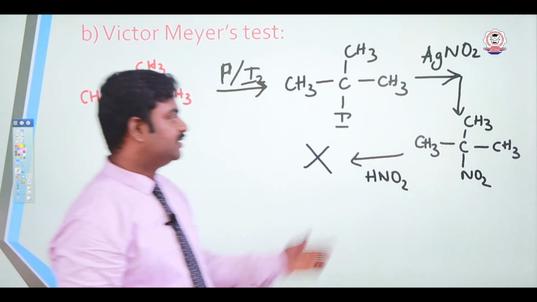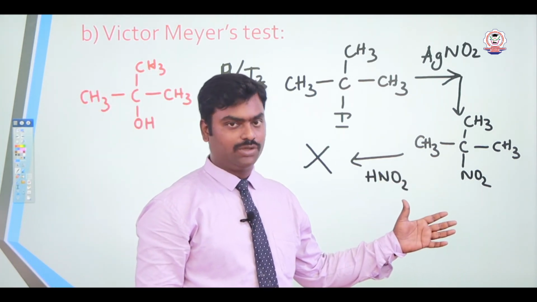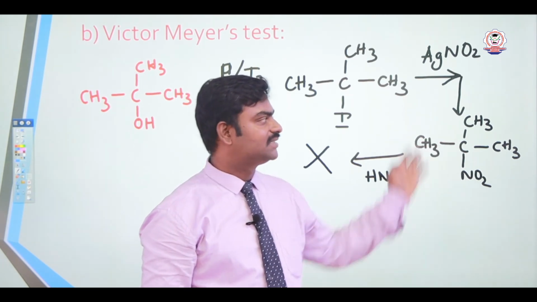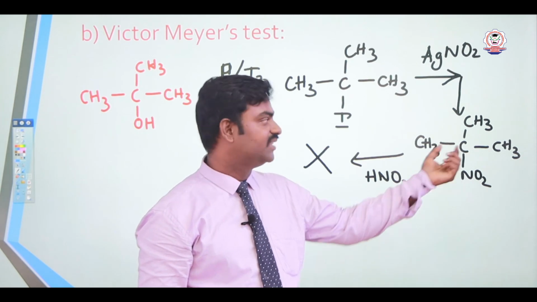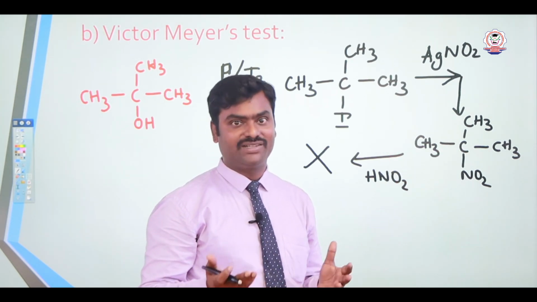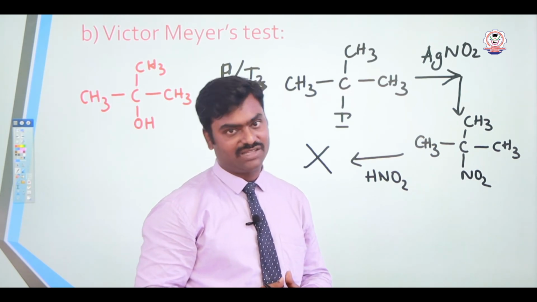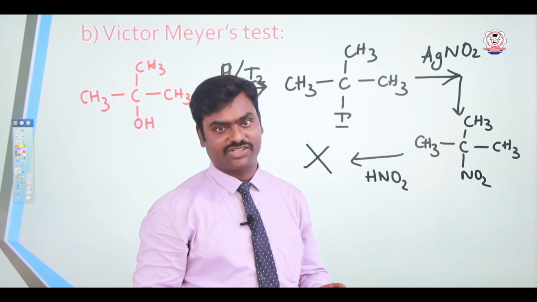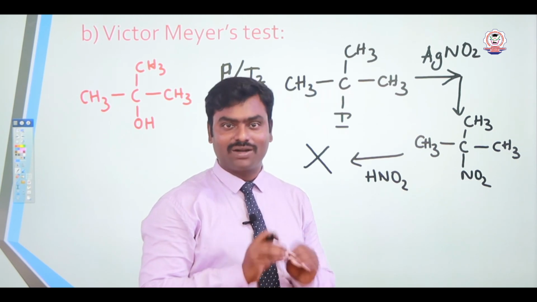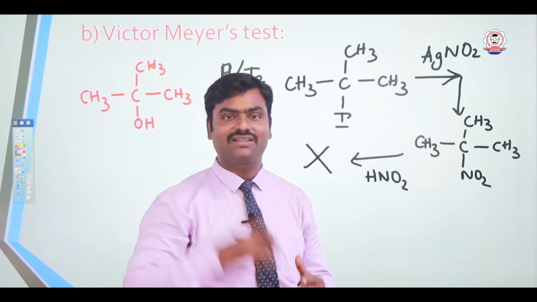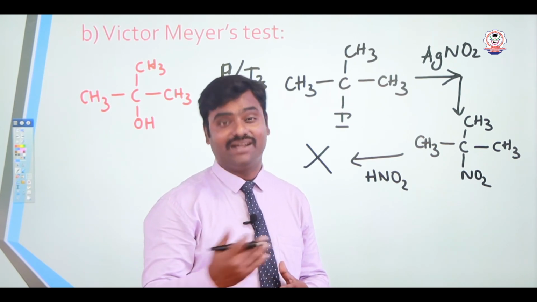Why? Whenever you add HNO2, the water molecule should be removed. Here, in this tertiary system, in the tertiary carbon, there is no hydrogen. So we can't remove the water molecule here, and the next step doesn't happen. So you will not get any color in this reaction. So if you get no color in the series of reactions, you can identify that the alcohol we have taken is a tertiary alcohol.